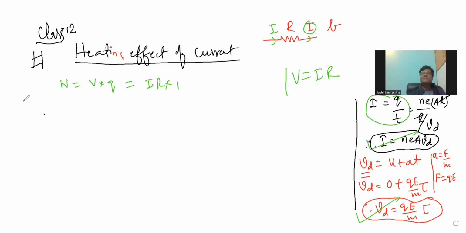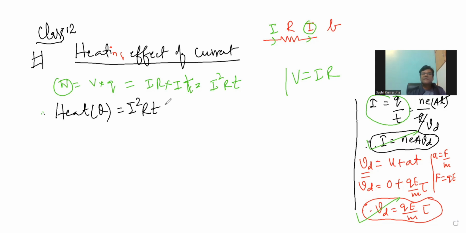So Q is I into T, and thus it becomes I square RT. This amount of work done is actually stored in the form of heat. For that we use the sign H. So H becomes I square RT. Obviously heat is measured in joule.